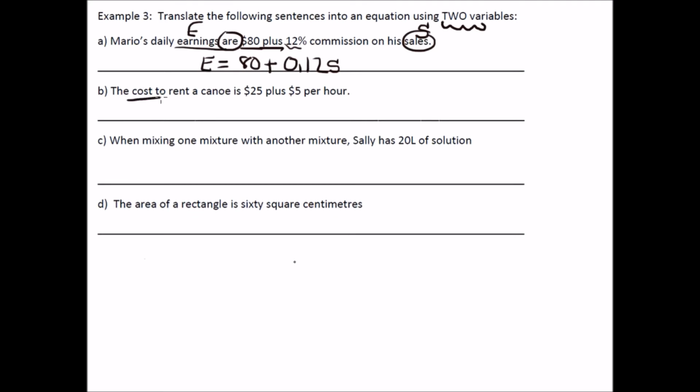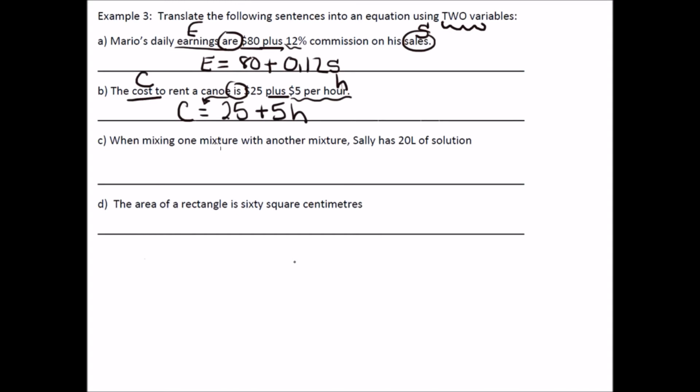B, the cost. So usually we write capital C for cost. To rent a canoe is, that's where that equal sign comes from, $25. We need a plus, and then $5 per hour. So that'd be 5H. And of course, hour is H.